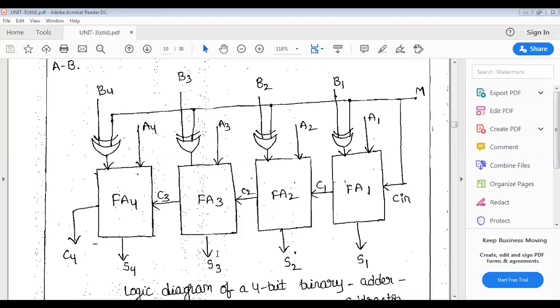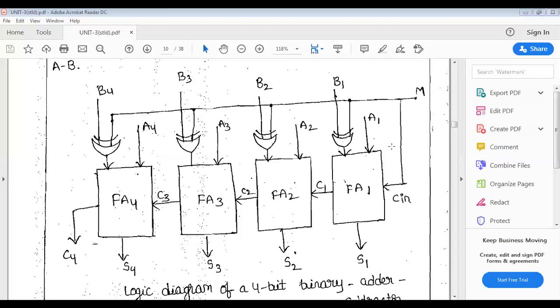So the first full adder 1 performs the subtraction operation. In that subtraction operation, it takes A1 as one bit, B1 bar, and Cin is equal to 1. Now we'll get A minus B. Full adder 1 again gives S1 and C1.